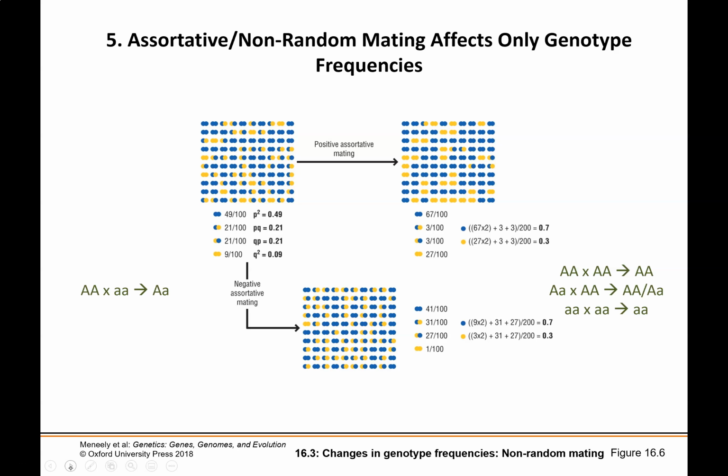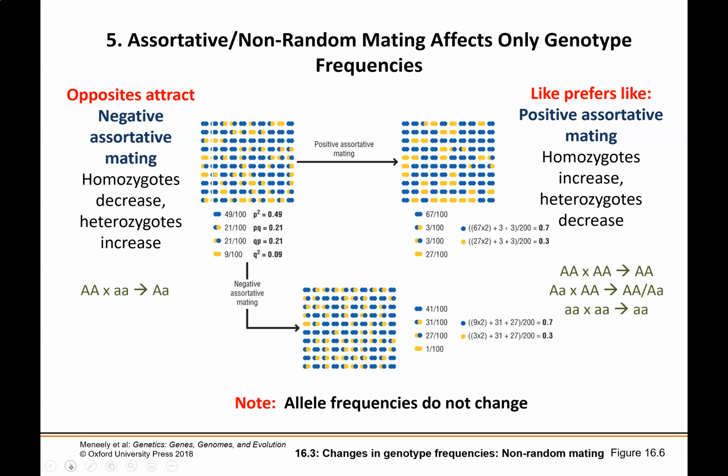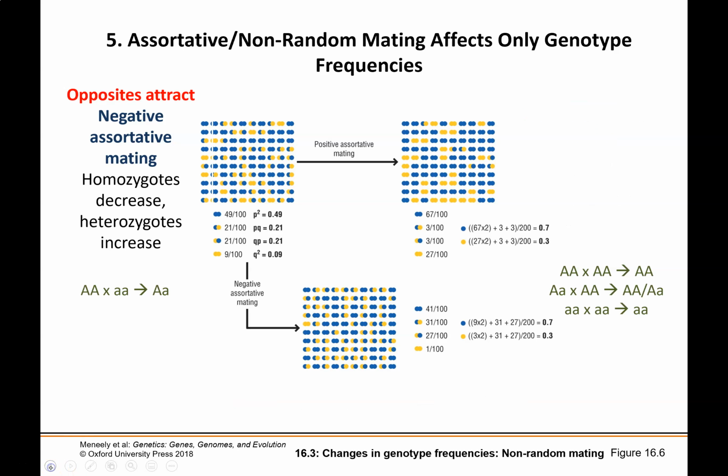So there are two different types of non-random mating. The first is negative assortative mating. So assortative mating just means preferential mating. You're choosing an individual based on a particular trait. So there are two types. There's opposites attract, so negative assortative mating, or like prefers like, positive assortative mating.